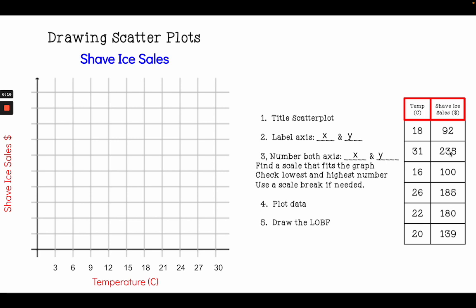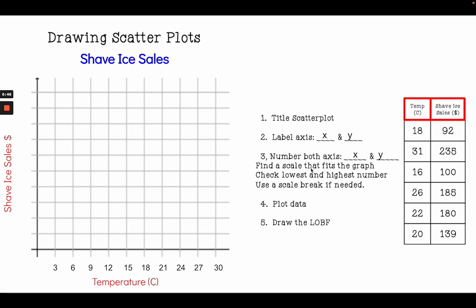And so I can't go by 1s, I can't go by 2s, I can't go by 3s. If I went by 4s, that would only get me to 40, and 5s would get me to 50. If I went by 10s, that would only get me to 100. And so when we are getting up that far, what we might want to think about doing is using that scale break.